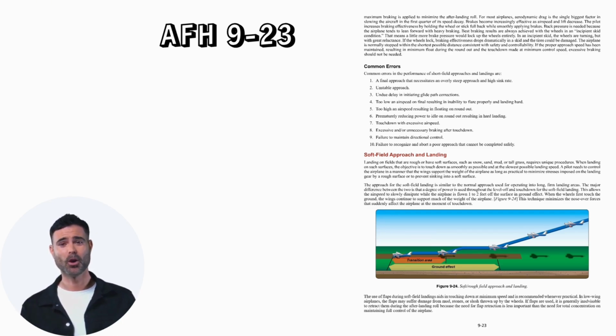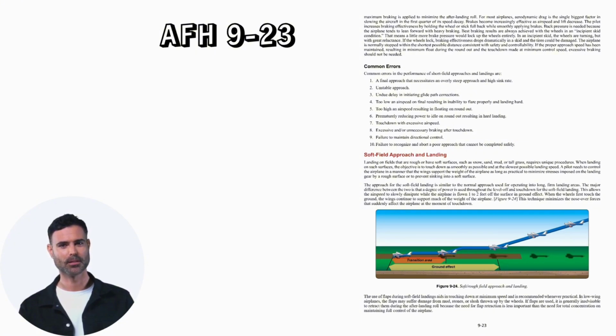Best braking results are always achieved with the wheels in an incipient skid condition. That means a little more brake pressure would lock up the wheels entirely. In an incipient skid, the wheels are turning, but with great reluctance. If the wheels lock, braking effectiveness drops dramatically in a skid, and the tires could be damaged. The airplane is normally stopped within the shortest possible distance, consistent with safety and controllability. If the proper approach speed has been maintained, resulting in minimum float during the round-out and the touchdown made at minimum control speed, excessive braking should not be needed.